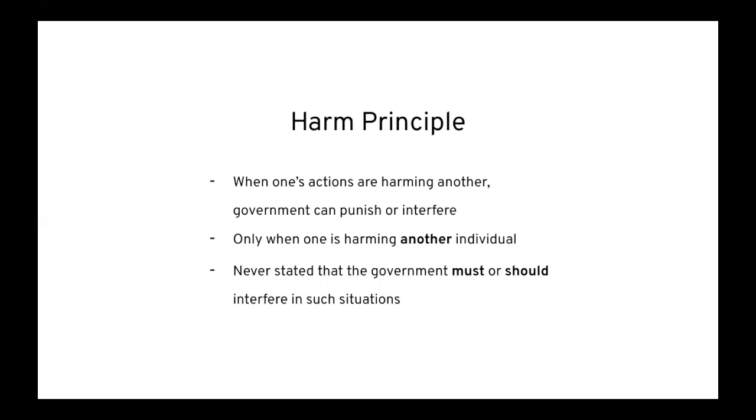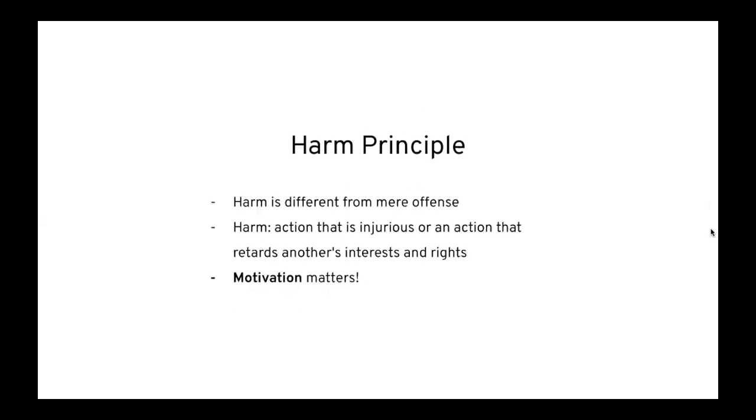But here's another point. John Stuart Mill never stated that the government must or should interfere in situations where one's actions are harming another. What Mill actually tells us is that government intervention when one is harming another is simply possible and lawful. And I believe some of you will have this question: what exactly does Mill mean by harm? Well, it is a concept that is quite different from the concept of mere offense. For Mill, a harmful action is an action that is injurious or an action that retards another's interest and rights.